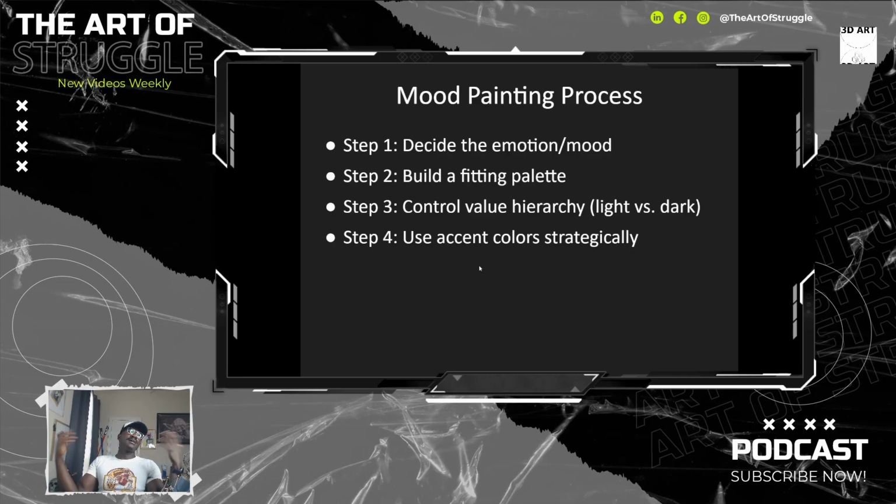So the process is: decide on the mood, right? Like when you're trying to do the mood painting that you guys are going to be assigned, just a simple mood painting. Decide on the emotions or mood, build a fitting color palette, which we talked about, then control the value hierarchy, the lightness and the darkness, and use some accent colors strategically to get things to pop.